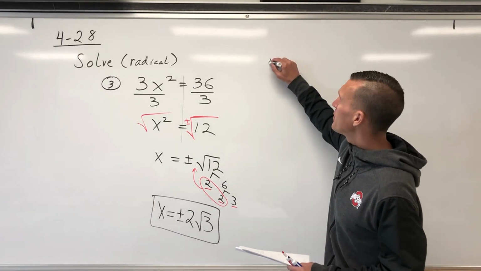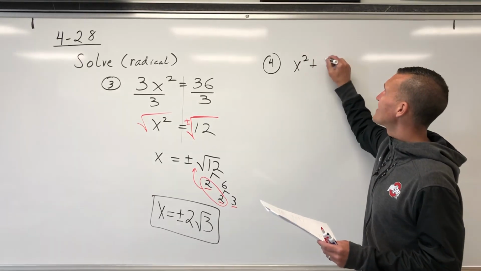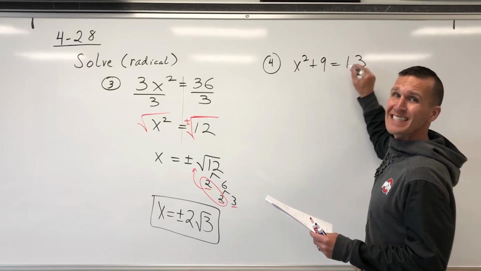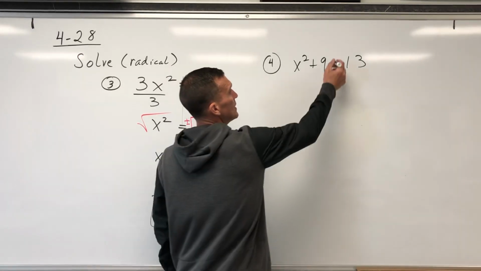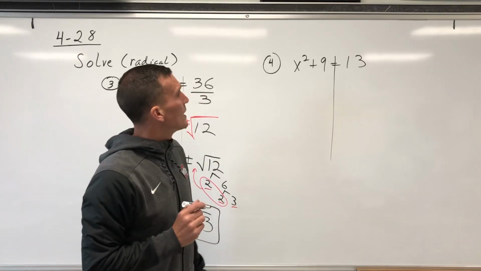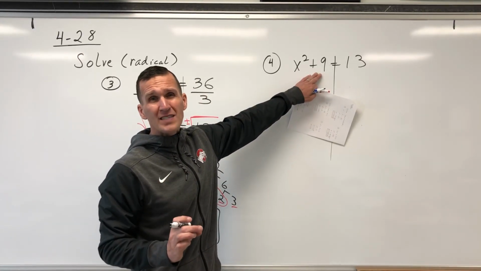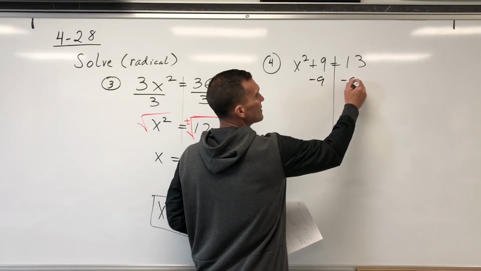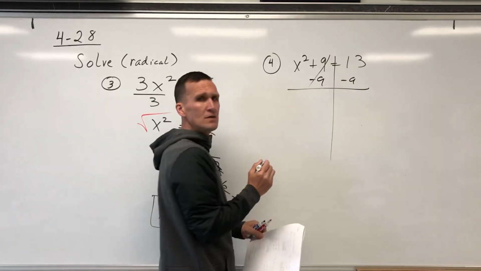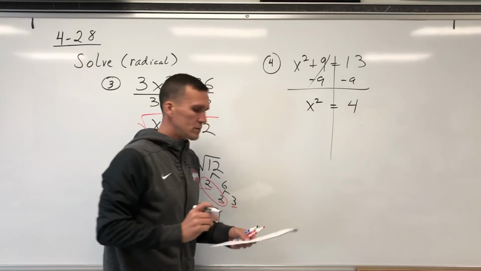Here's your last example of the day, number 4. We have x squared plus 9 equals 13. Same thing, left side, right side. So, a line of equality. I get rid of squared last, so I need to get rid of this part first. Well, think about what's the opposite of plus 9? Minus 9. So I minus 9 on both sides. On the left side, they cancel. And I have x squared is equal to 4.